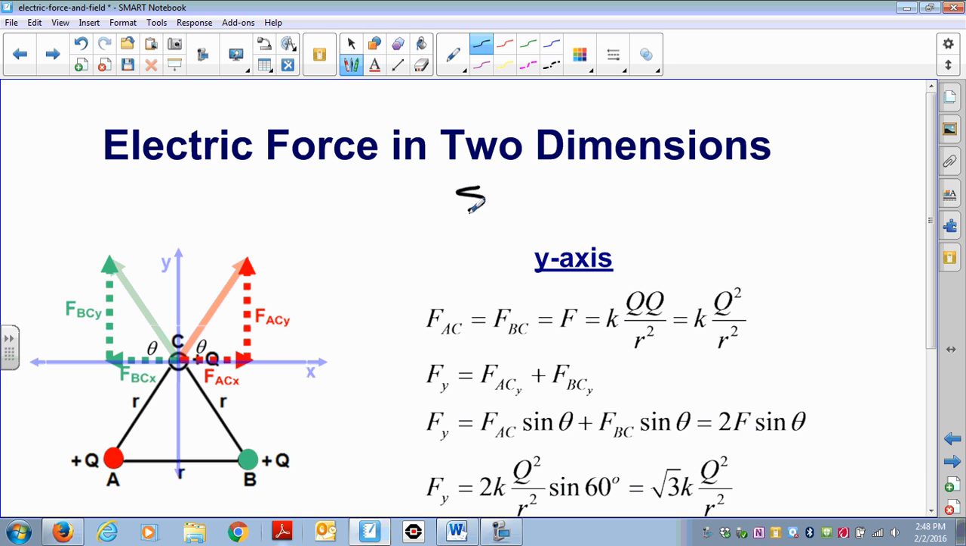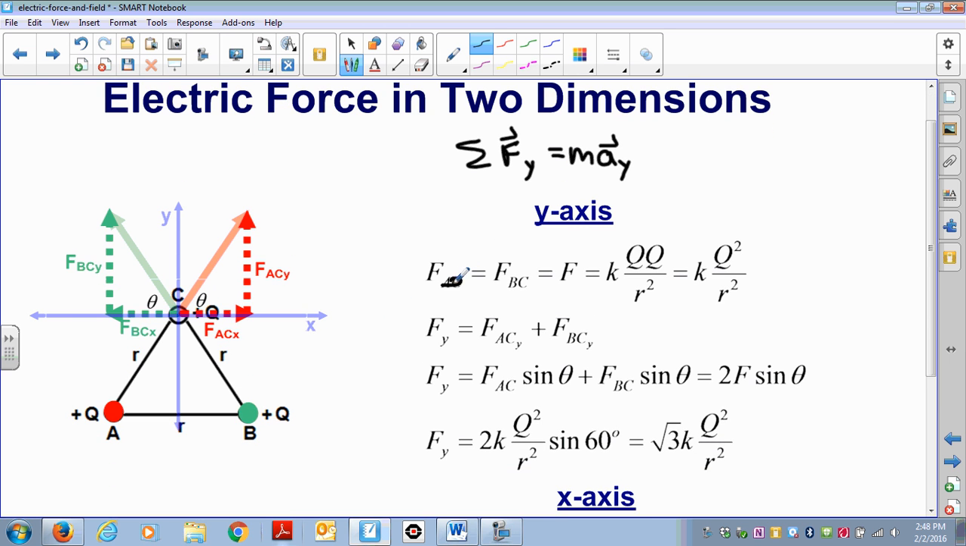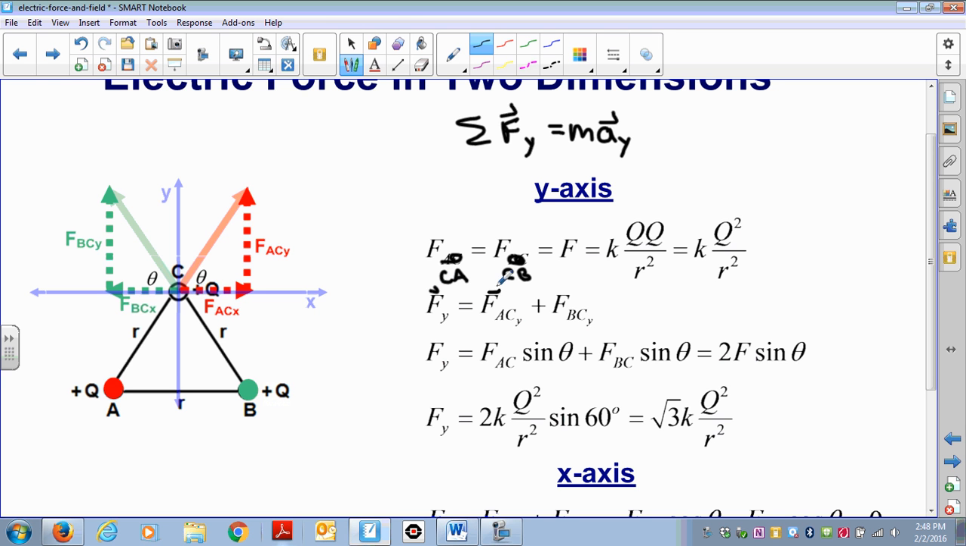Remember that you need to start out with the sum of the forces in the y direction is equal to m a sub y. Okay, so we're going to go ahead and add them up. The force on C by A is equal in magnitude to the force on C by B because they're all the same charge. That means that's equal to kq squared over r squared. If we find the net force in the y direction, it's going to be force on C by A in the y direction and force on C by B in the y direction.